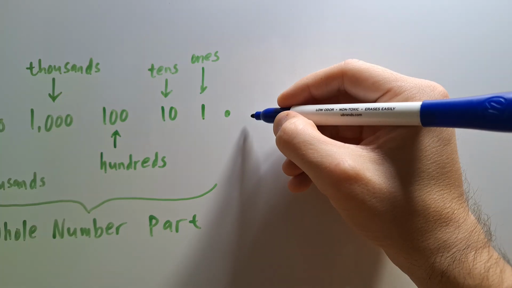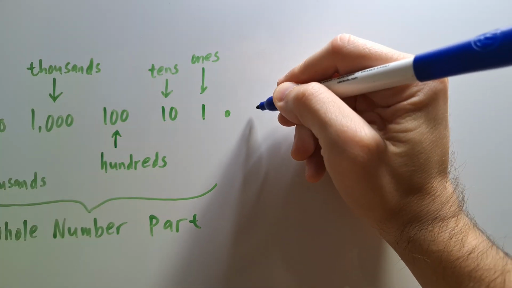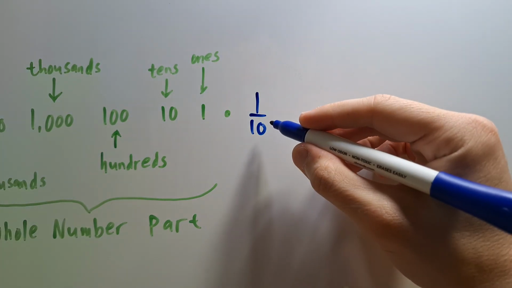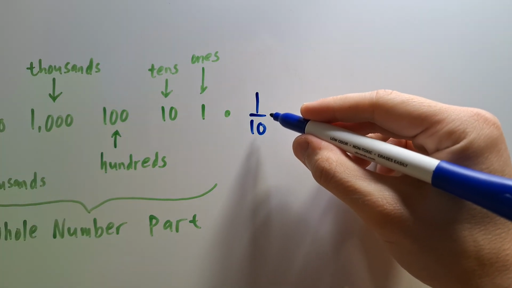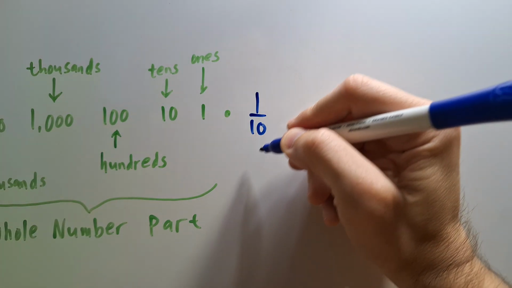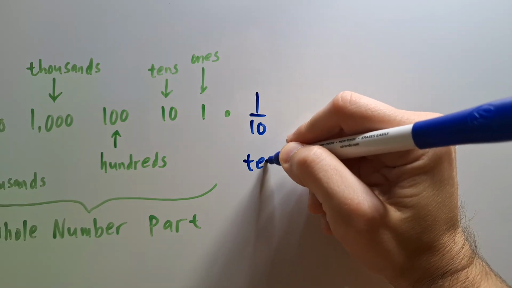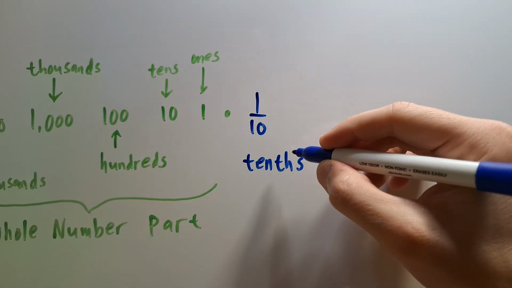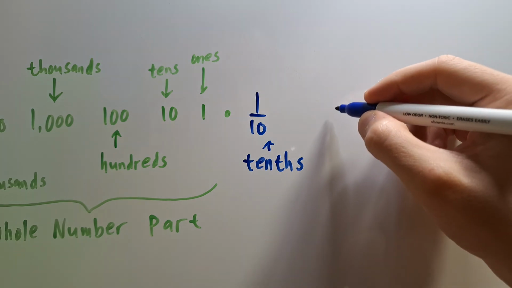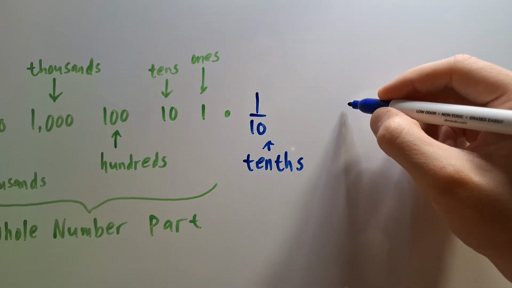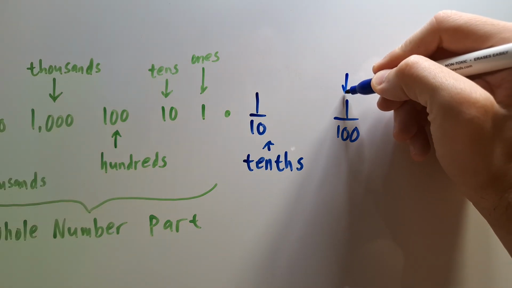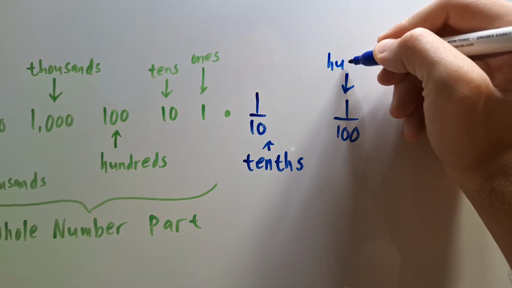To the right of the decimal point, the first place value would be the first power of tenths. So we would say tenths. Following that would be the next power of 10, which is known as hundredths.